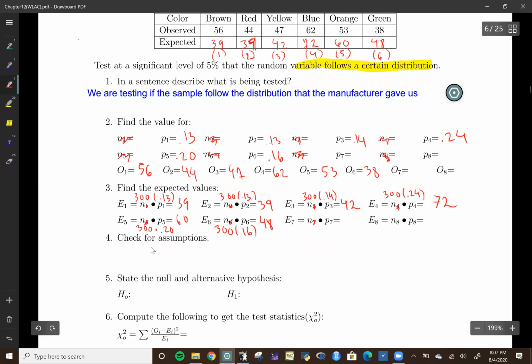Okay, so for this one, we want to check the assumption. I recommend checking this assumption first. Let's check if all the expected values are greater than 5. So if I look at all my expected values, are they greater than 5?